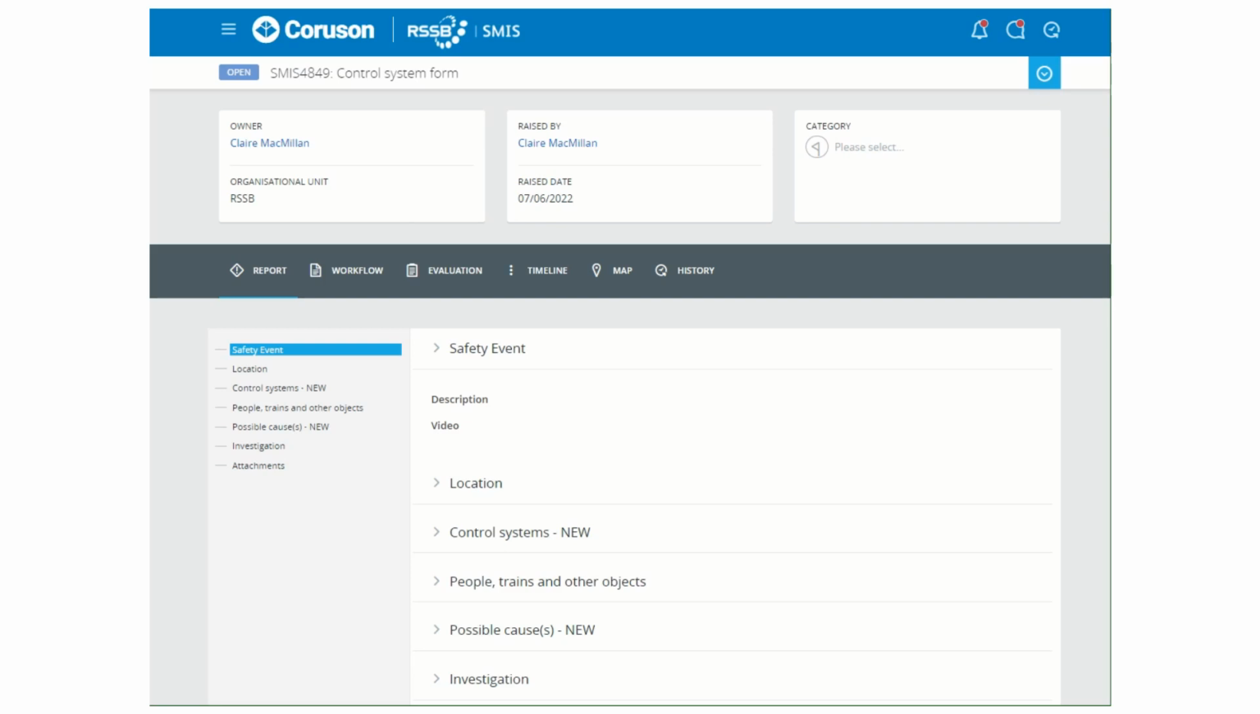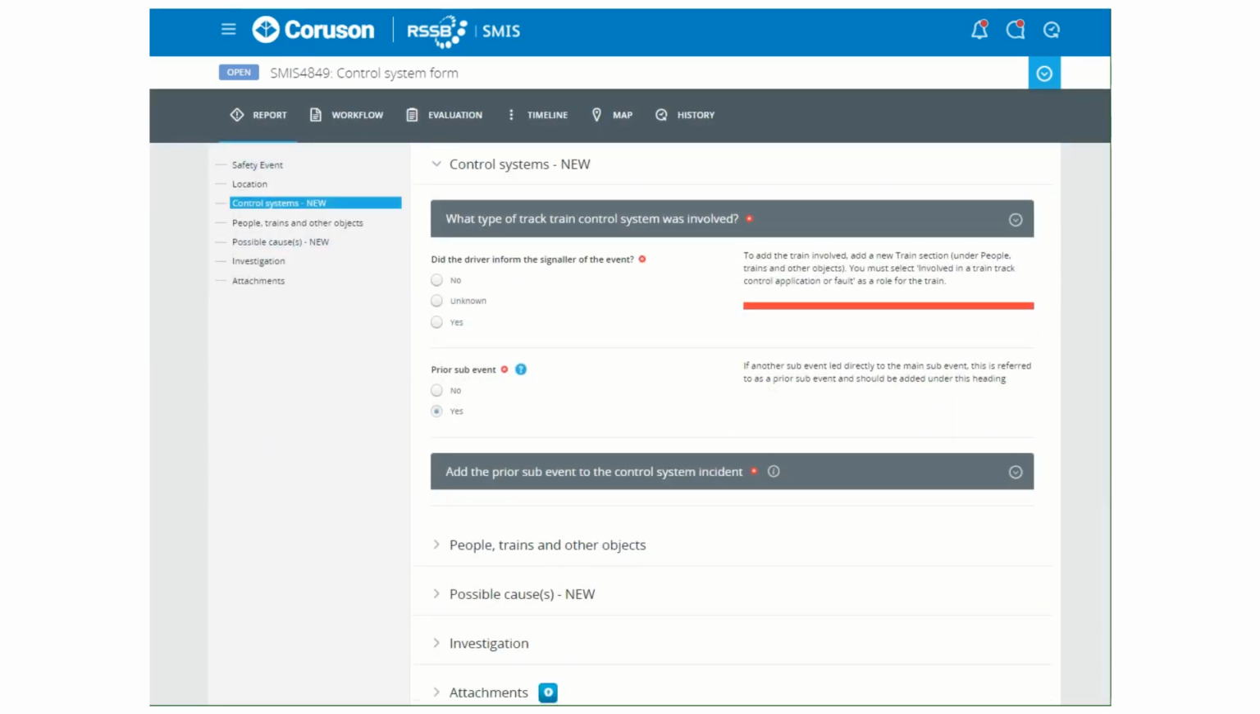Let's look at the main sub-event section for the control system form. You can see immediately the red bar or object guidance that appears to the right to remind you about adding objects to this type of event, which in relation to control systems would be the train object, but I'll cover this in the people, trains and objects section of the video. The first question on the form is, did the driver inform the signaller of the event? In this case, let's say yes, they did.